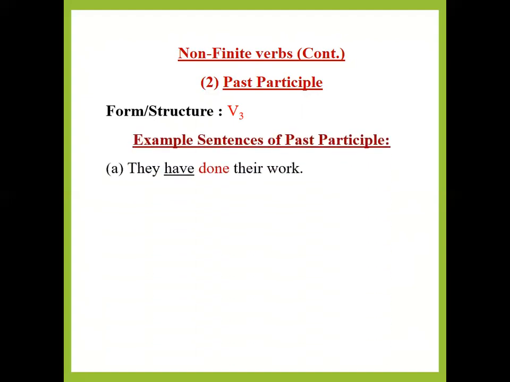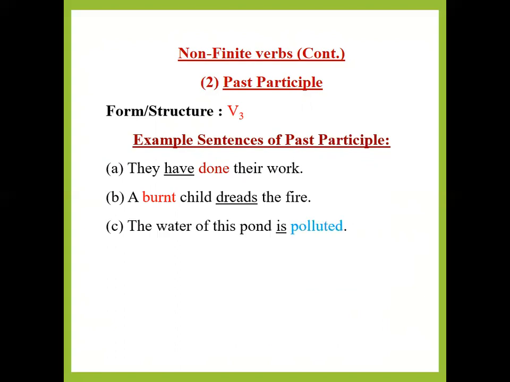Formation of past participle: V3, that is the third form of verb. Example sentences of past participle: They have done their work. In this sentence, done is used as a past participle form. A burnt child dreads the fire. Dreads here is a finite verb, whereas burnt is used as a past participle verb. The water of this pond is polluted. Here polluted is a past participle.